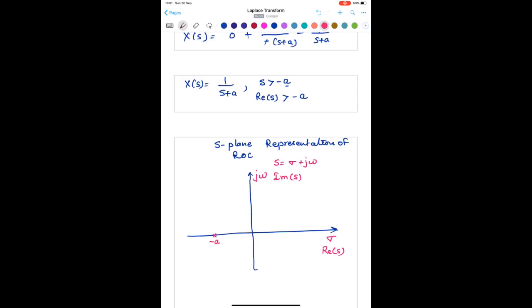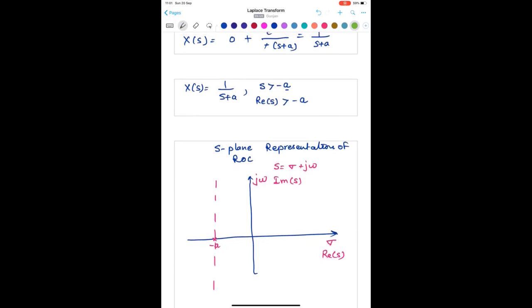So what number we have here is minus a. So real s greater than minus a. So the region of convergence will be real s greater than minus a. So all the values which are greater than minus a are the region of convergence of it. So we'll represent it in this way.